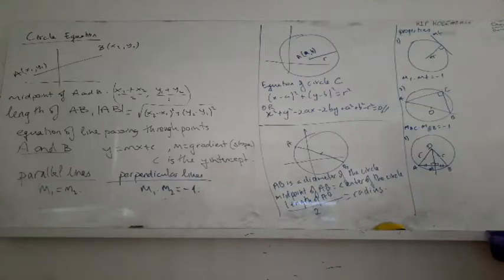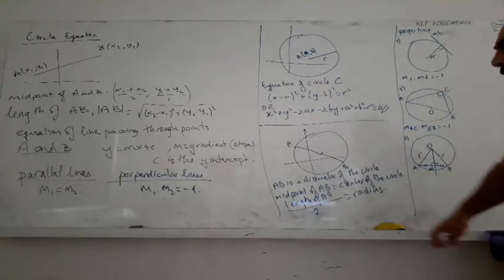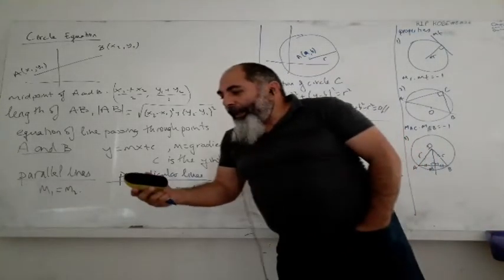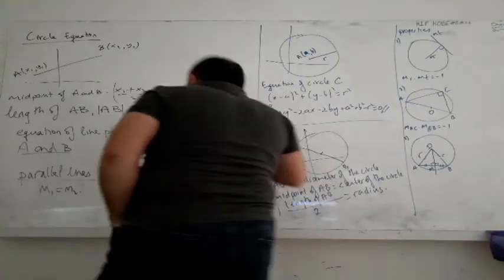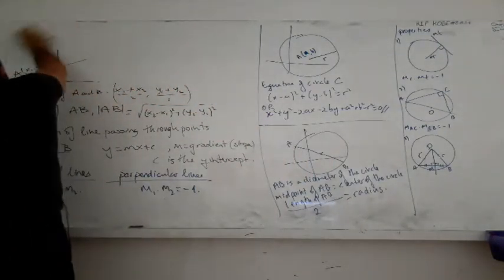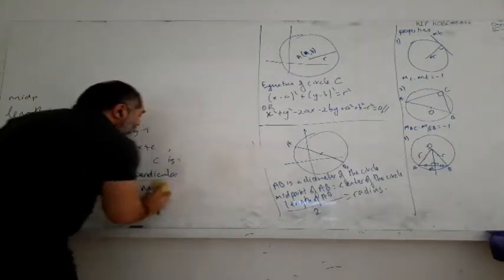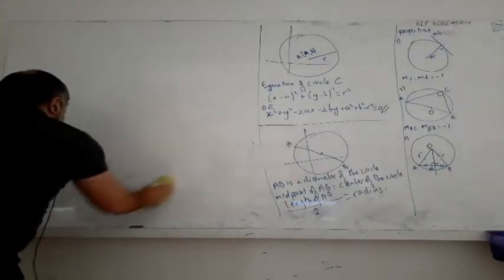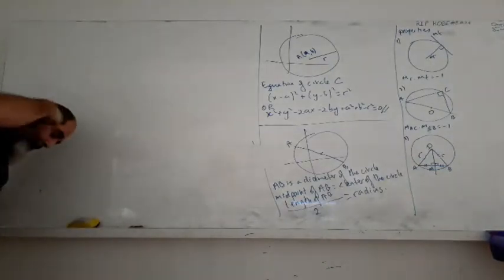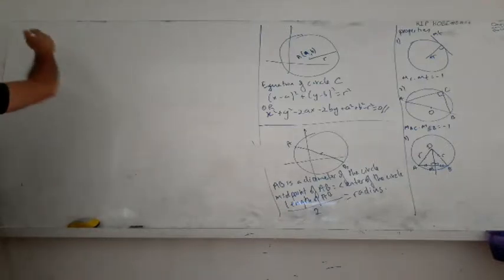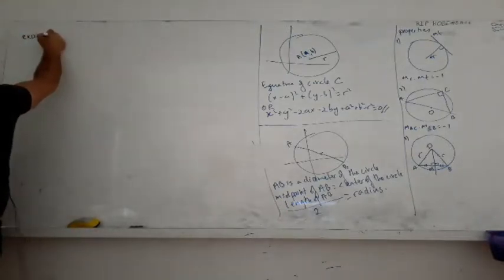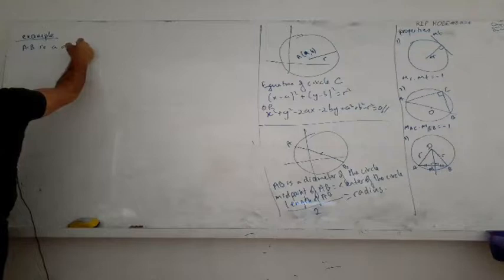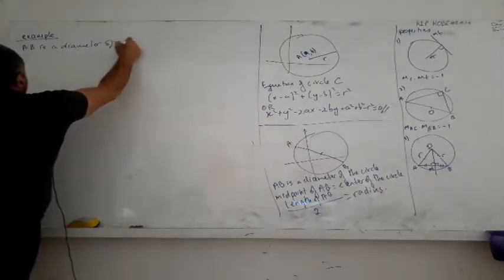Let's write two problems about circle equation, solve them, and finish the revision of the chapter. Example 1. AB is a diameter of circle C.